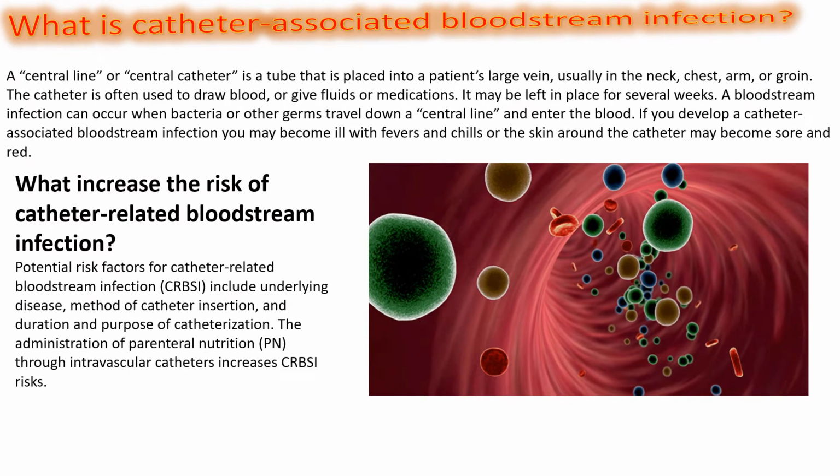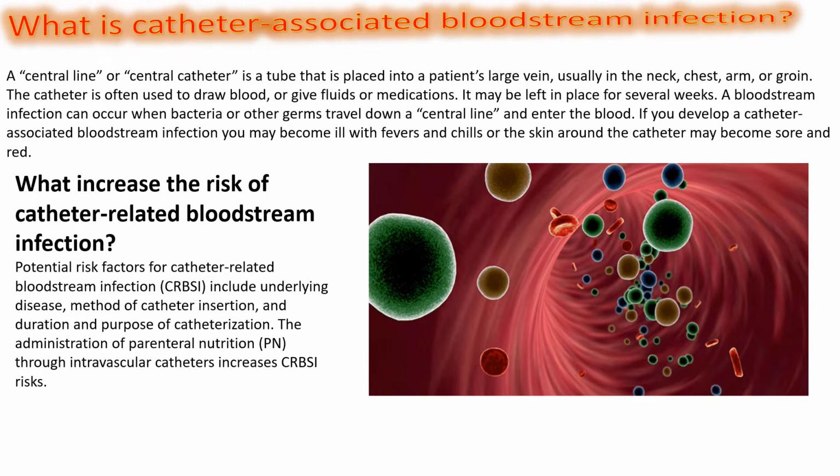A central line or central catheter is a tube that is placed into the patient's large vein, usually in the neck, chest, arm, or groin. The catheter is often used to draw blood or give fluids or medications. It may be left in place for several weeks.